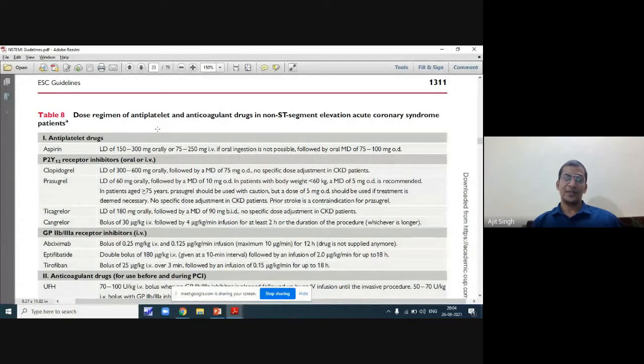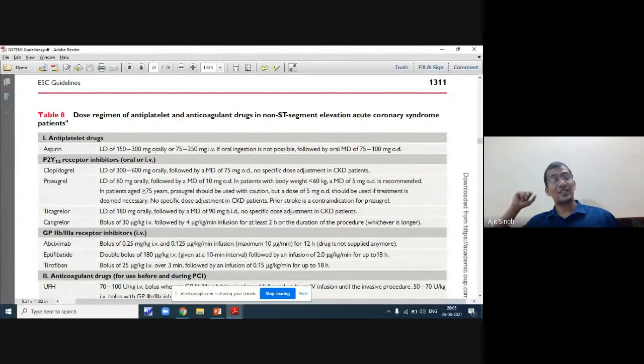And see, aspirin dose, as I was telling, the loading dose is 325 mg or 300 mg. After the loading dose, based on the bleeding risk and bleeding history of the patient, we can go for 75 or 150 mg aspirin. The major side effects are bleeding and gastritis. Clopidogrel, again, the major side effect is bleeding.